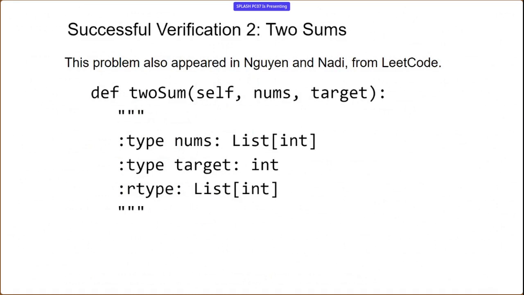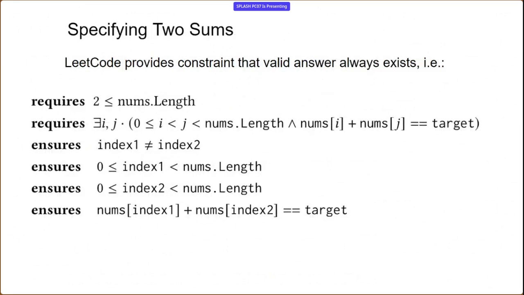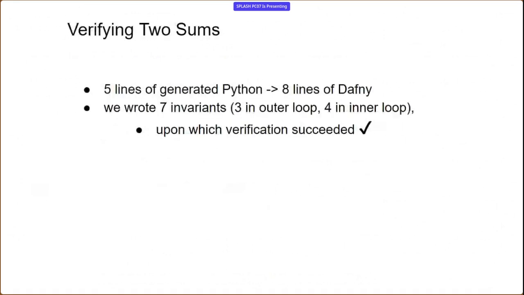So we also did two sums. We do have types on this one for LeetCode. Again, we use domain knowledge to come up with these requires and ensures. And LeetCode does tell you that a valid answer always exists on the input, so we actually encode that into our requires. So then 5 lines of generated Python become 8 lines of Dafny.